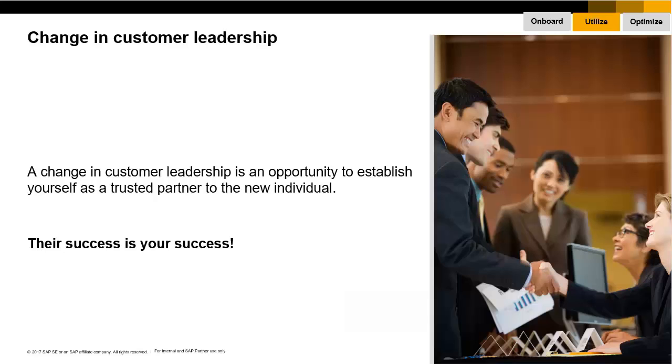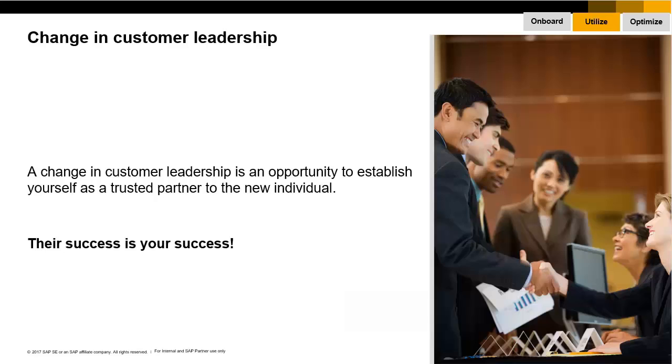Another good tip is to identify a reference customer to speak with the new leader so that they can see what other customers are achieving with SuccessFactors solutions. And identify an upcoming event and encourage them to attend. The objective is to approach this change in leadership head-on. Quickly engage the new leader to ensure that SuccessFactors is identified as valuable and beneficial to the organization's success.